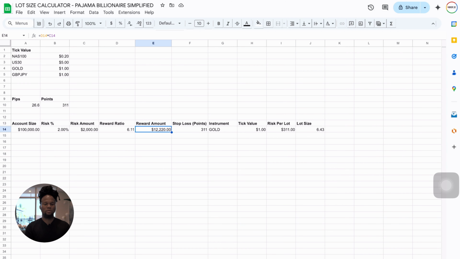So I've calculated everything for you. You don't have to worry about it. This is why I'm your mentor, this is why I'm here to guide you. So just use this lot size calculator so that you can have the best experience possible inside our community. We want you to win. This is why we give it everything, every single thing.